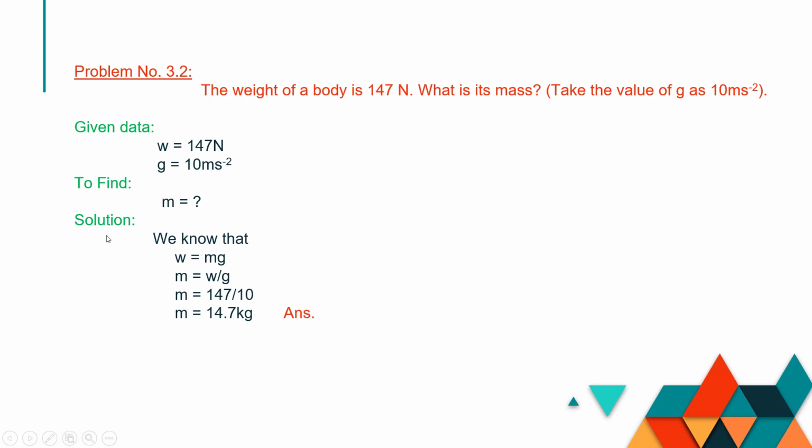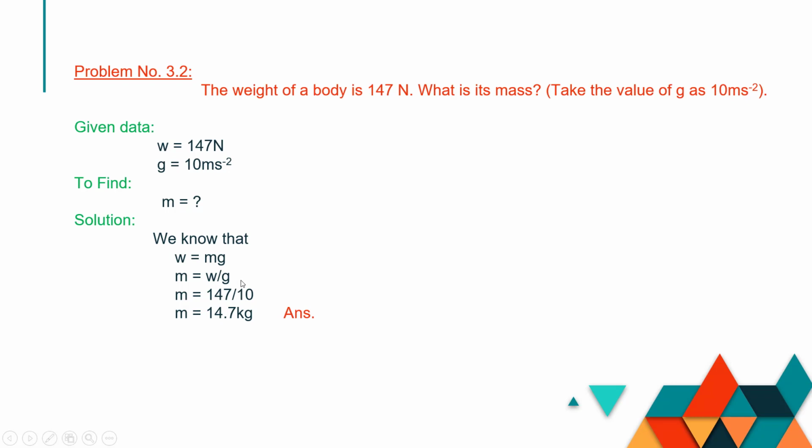Solution is, we know that W is equal to mg, where W is the weight of the body, m is the mass of the body, and g is the gravitational acceleration. As we have to find out the mass of the body, so we will rearrange this formula to get m, which is equal to W divided by g.